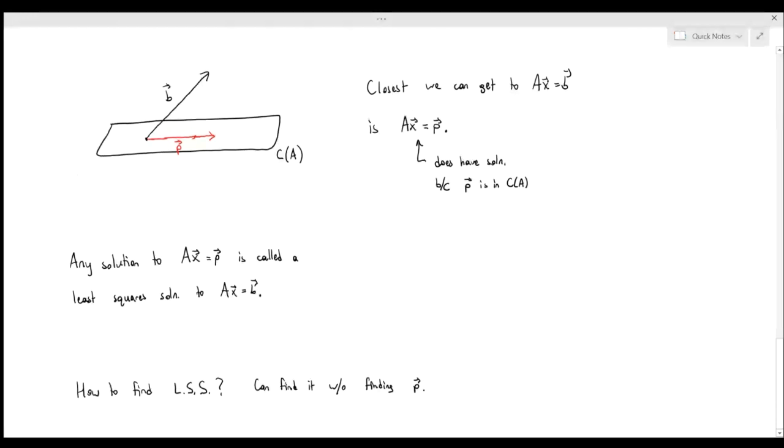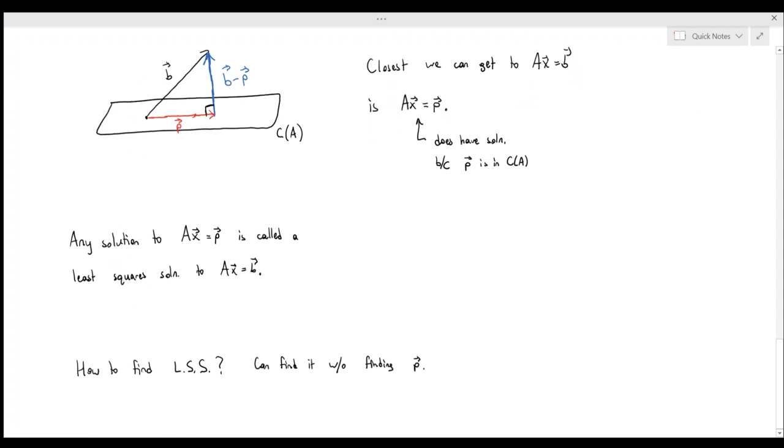All right, so the key to this is, again, using this fact here that this vector b minus p is going to be orthogonal to the column space of A. Okay. All right, so because it's orthogonal to the column space of A, well, we learned last time how the orthogonal complement of the column space was the left null space of A.